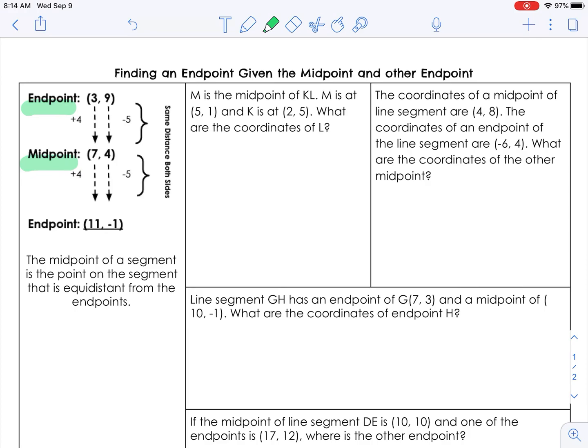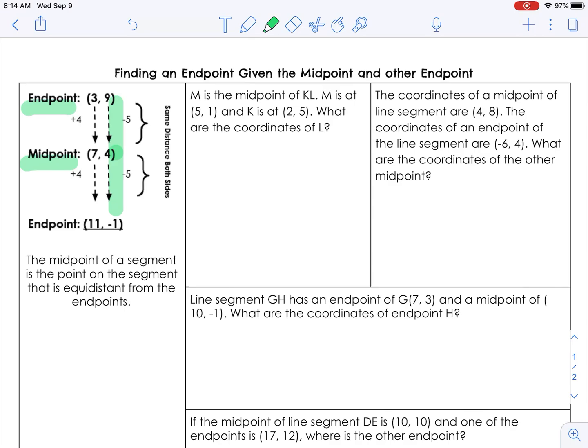So for the first example here, we would be given the endpoint of 3, 9 and the midpoint of 7, 4. So we want to look at the x's first, or the y's. It really doesn't matter. I probably would prefer to look at the y's first. So the y values are from 9 to 4. That change is going down 5. So we need to go down 5 again. So 4 minus 5 would give us -1.